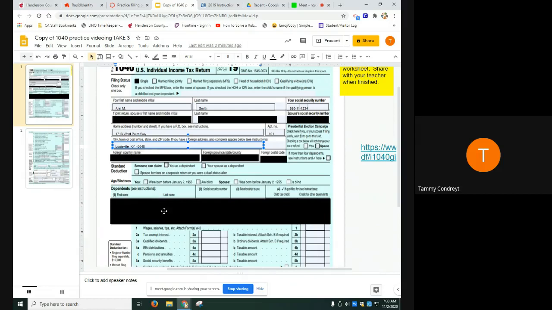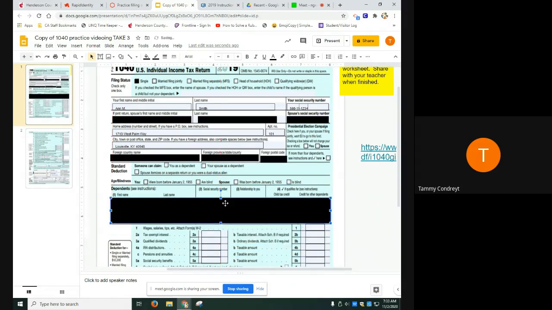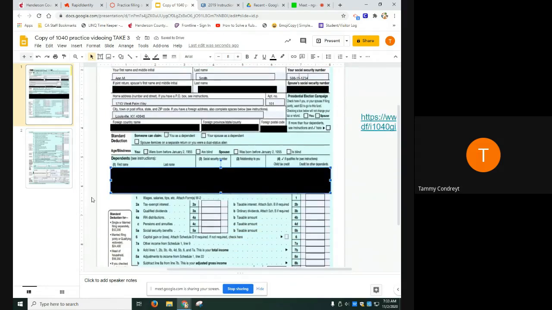I blanked this out, but if I move this down, you'll see there's blanks for that. If you had children or people you were caring for more than half the year under the age of 17, you put the first and last name, their social security number, how they're related to you, and do you get a child tax credit or other dependent credit on there. And there's a worksheet that will tell you if you're qualified for that, which we're not going to go over because we're just doing basic taxes.